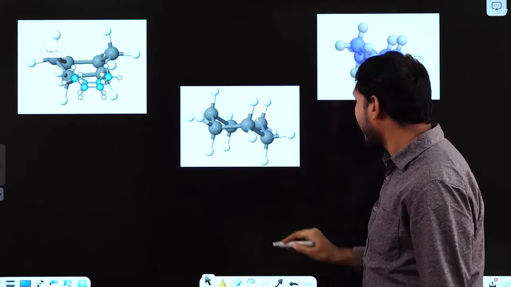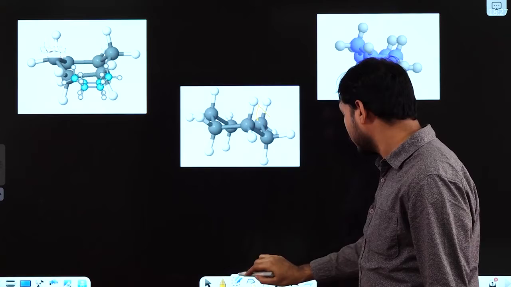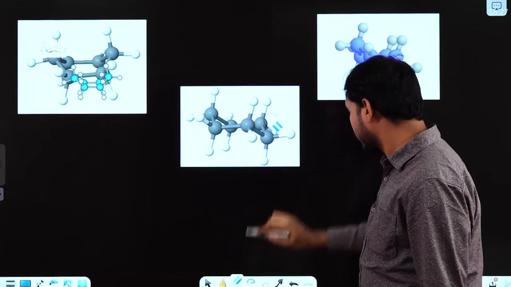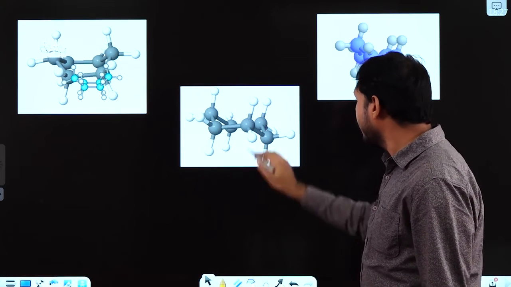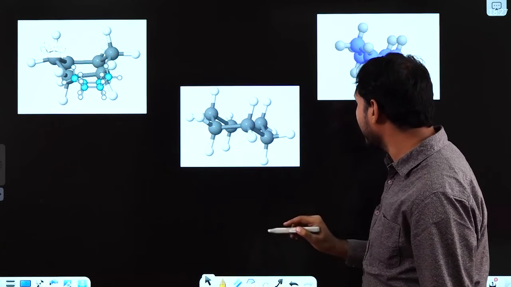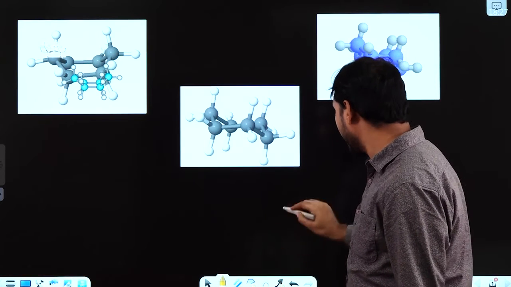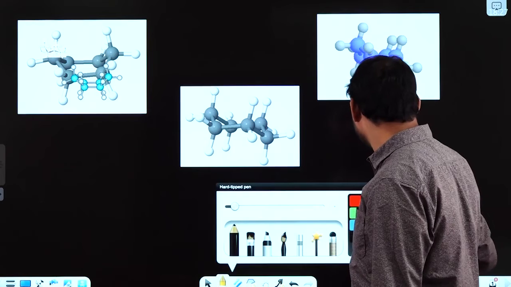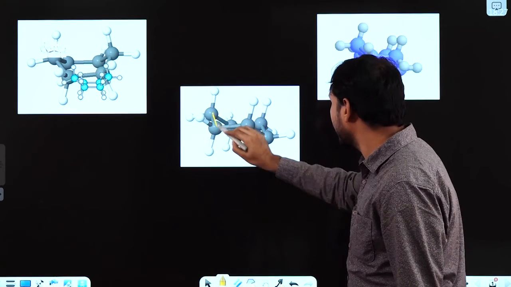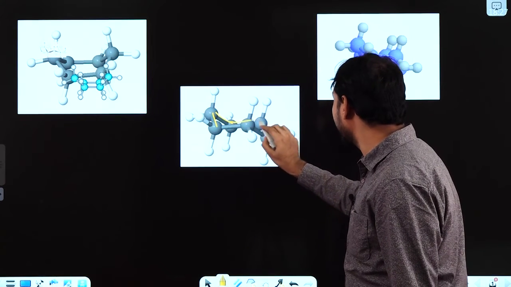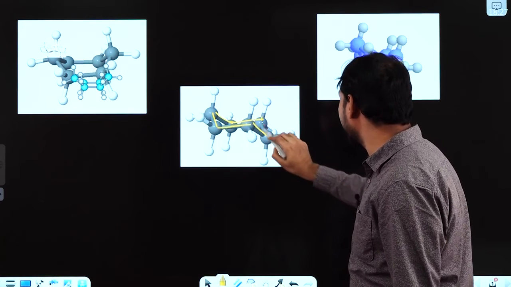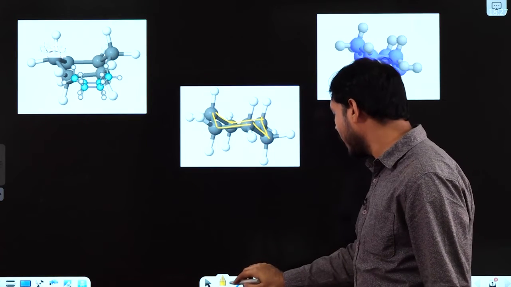Now what is this? If you observe this one, you can check it. It is very similar to inverted chair. See, 1, 2. This is having this side, this is having this side, and this is having this side. Inverted chair. Okay.